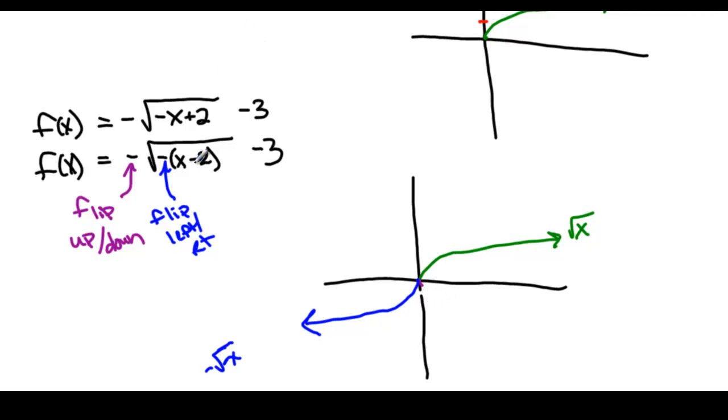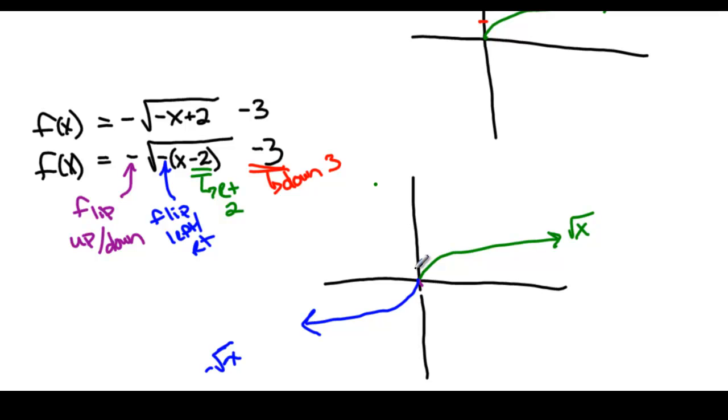And now we need to talk about what this minus 2 and this minus 3 do. So this minus 2, because that is with the x, it's going to be the opposite of what it looks like. So that's going to actually move us to the right 2. And then this minus 3 is not with the x, so it's going to be exactly what it looks like, up or down. So this is going to move us down 3.